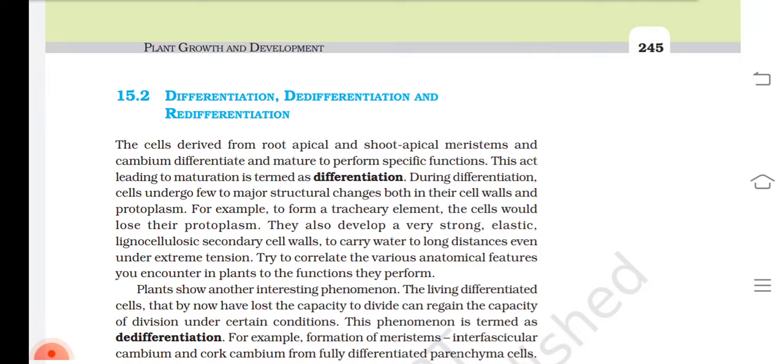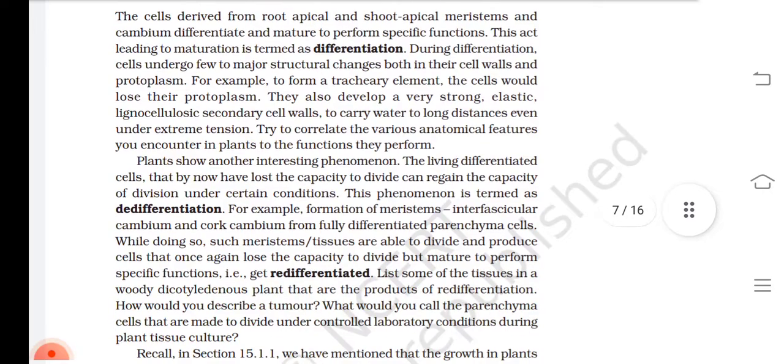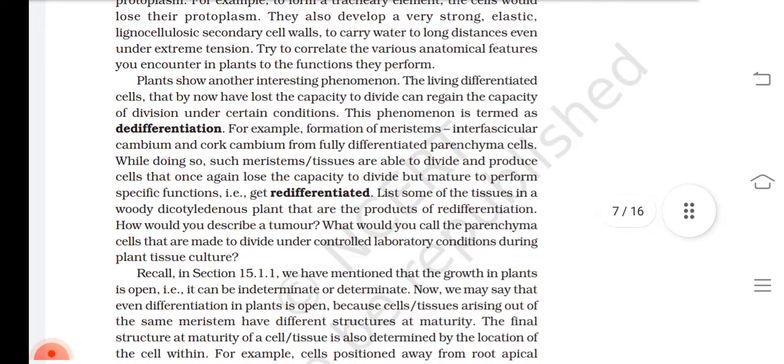For example, to form a tracheary element, the cells would lose their protoplasm. They also develop a very strong elastic lignocellulosic secondary cell wall to carry water over long distances even under extreme tension. Try to correlate the various anatomical features you encounter in plants to the function they perform.